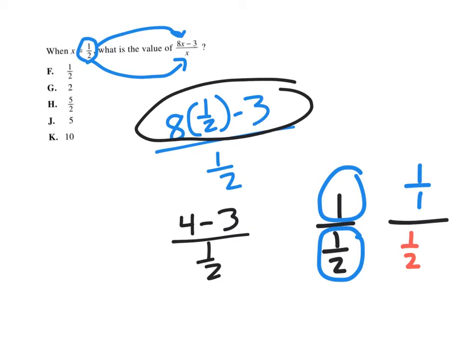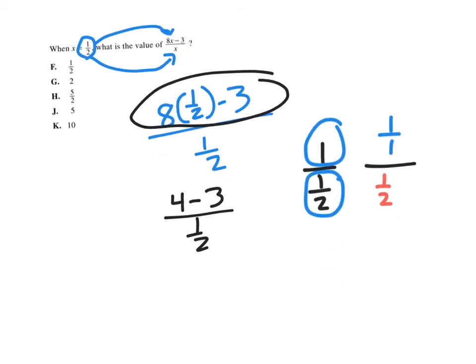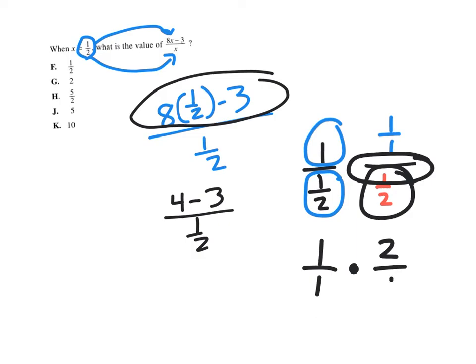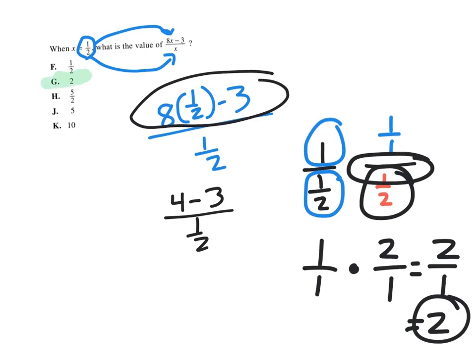Now I go back to my 4th grade math days. If I have a fraction divided by a fraction, I change that division to multiplication and I flip the second fraction. So now 1 times 2 is 2, over 1 times 1 is 1, which simplifies to just be 2. So the correct answer there should be G, which is 2.